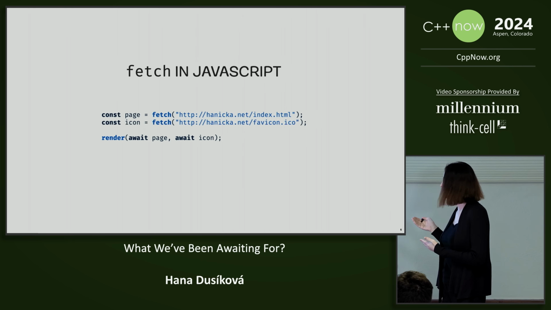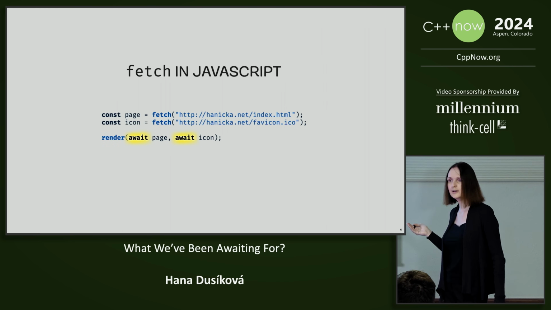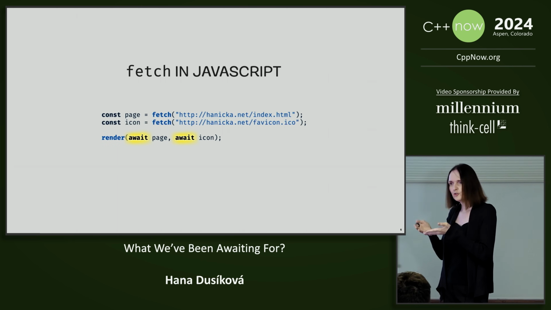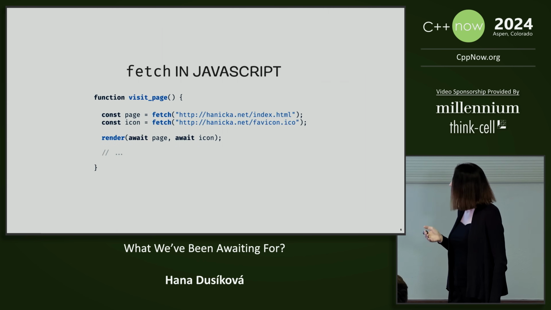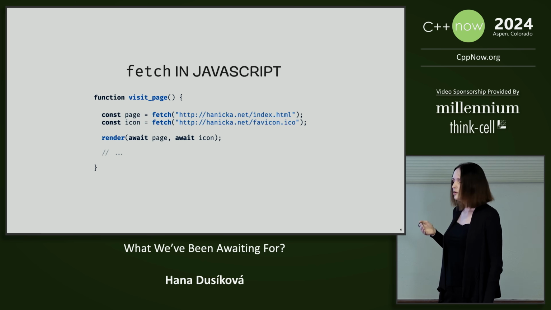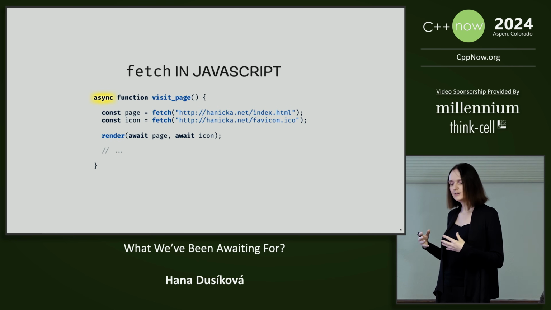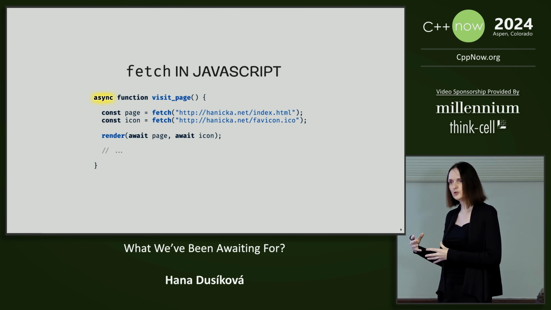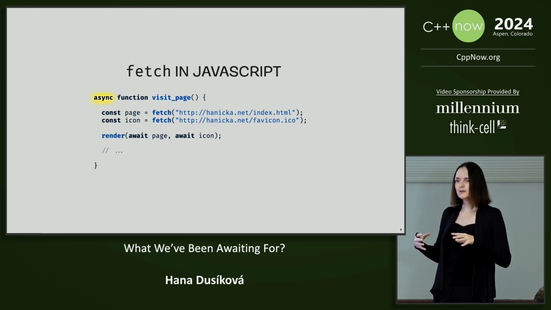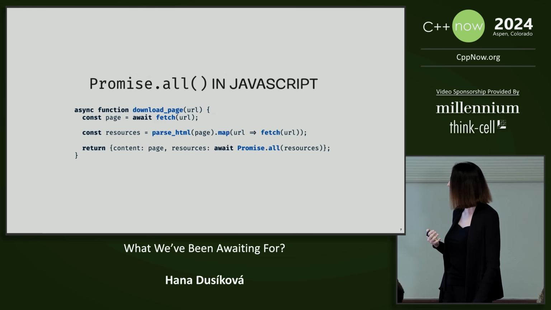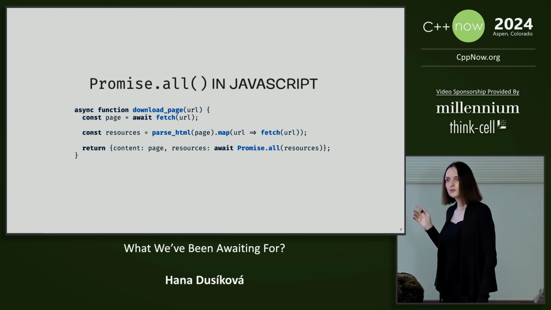JavaScript is really simple. Just await on the result, and it's kind of like a join for a DT. But you need to mark the function, and the function must be marked as asynchronous. Because in JavaScript, the model for coroutines is that you mark the function, and it will do the transformation for you. In C++ it is from the inside out. In JavaScript, you have Promise.all.